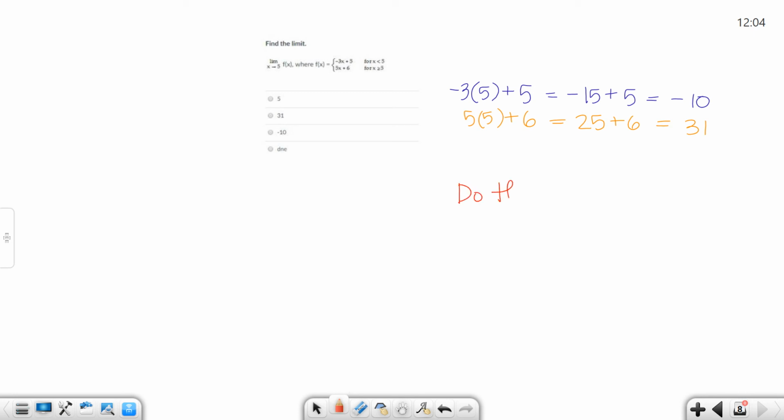Do these match? No. If they do not match, your answer is does not exist. That means they don't meet. And in order for a limit to exist, they have to meet. So since these do not match, the answer is does not exist. Let's say they did match. If they did match, whatever they match to would be your answer.